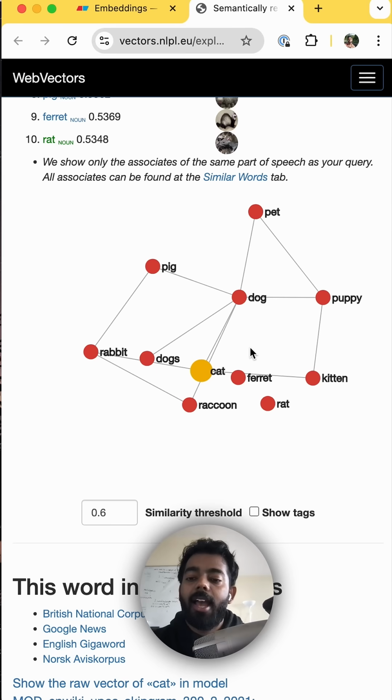So let's take a look at the position of cat in this multidimensional space. What does that represent? It represents the meaning of the word relative to the other words in this multidimensional space. So cat and dog are closely related because they are the names of pets. As you can see, that is also reflected in this multidimensional vector.